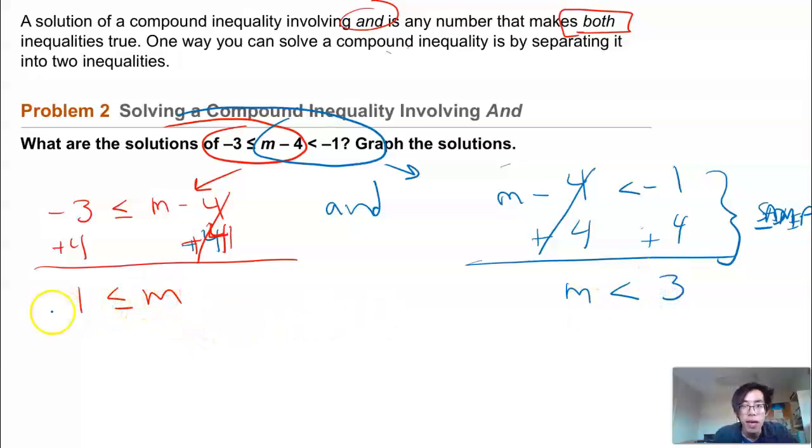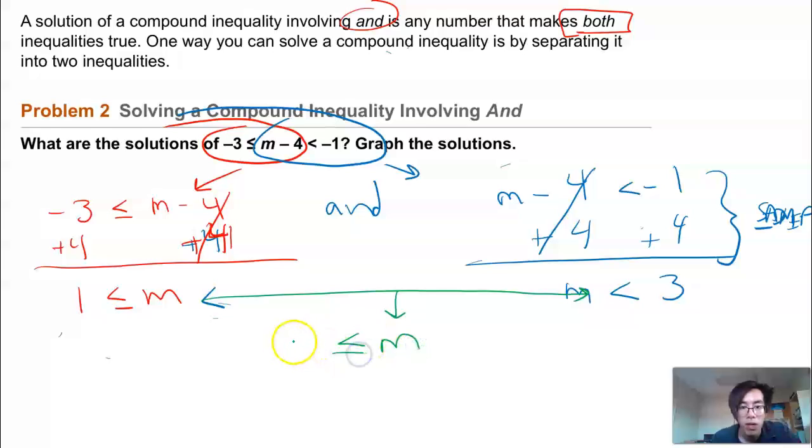Okay, so since both of these are an AND statement, I can just mesh the m's together. I see the m's in the middle, so I'm going to mesh them together and just put m right in the middle like that. It's going to be 1 is less than or equal to m, and then m is less than 3, with m stuck in between. So that will be my answer I have right here.